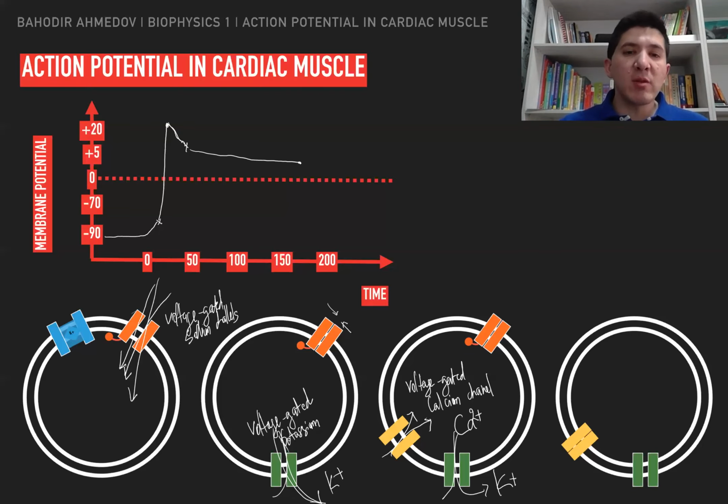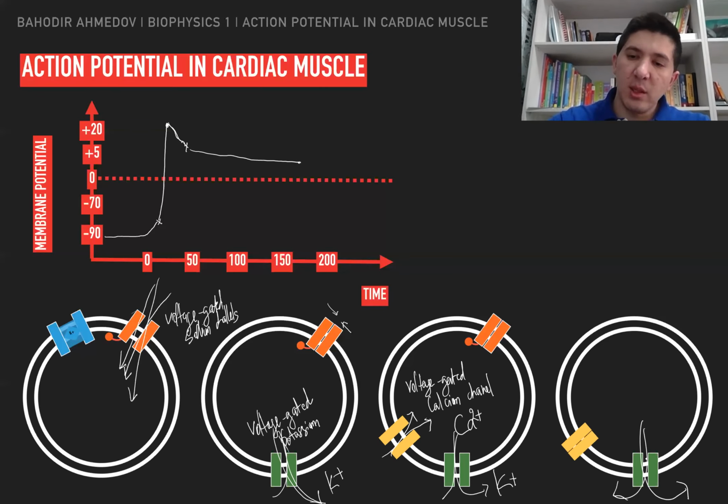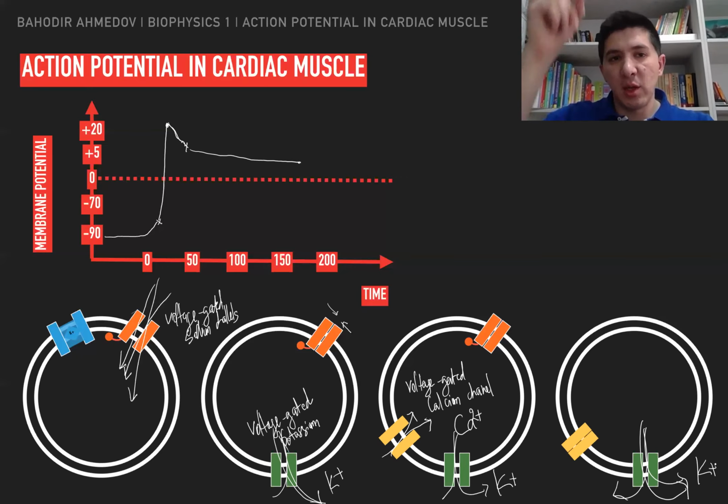So after some amount of time, approximately 150 milliseconds, the voltage-gated calcium channels are going to close suddenly. So it means that no calcium ions are going inside, but the voltage-gated potassium channel is still open, so it lets out the potassium. So it means that the membrane potential is going to decrease a lot.